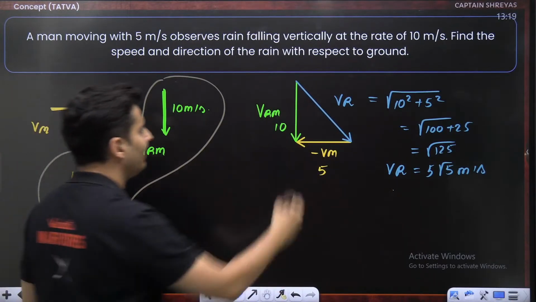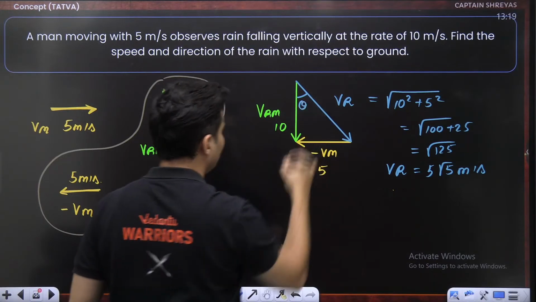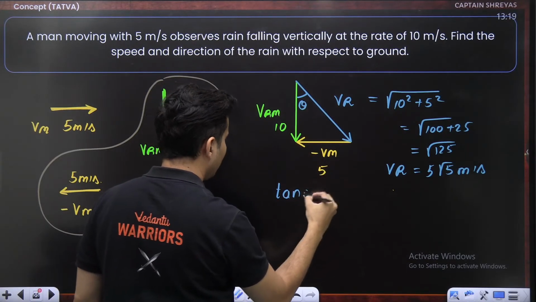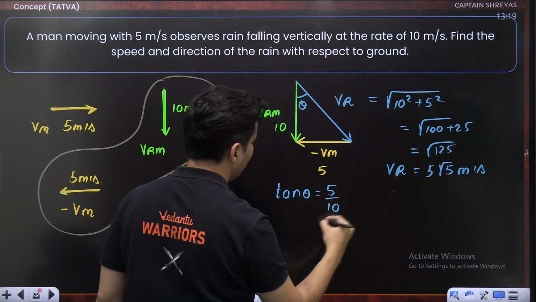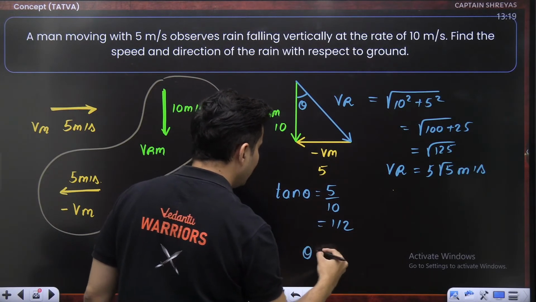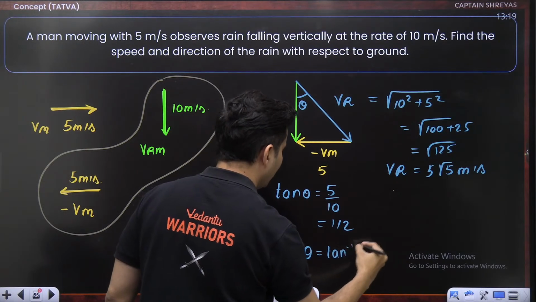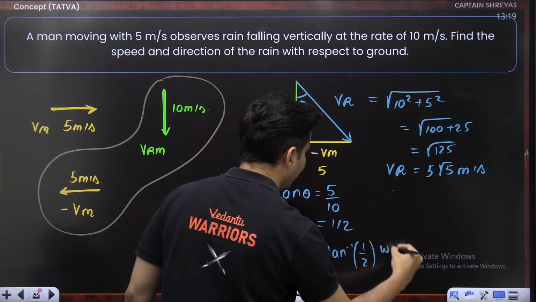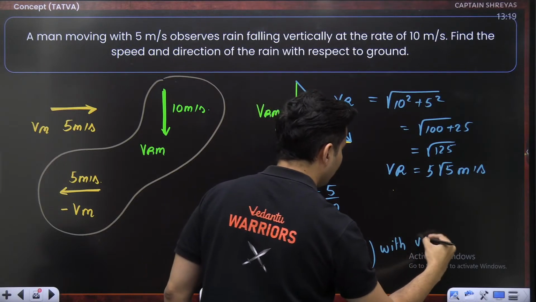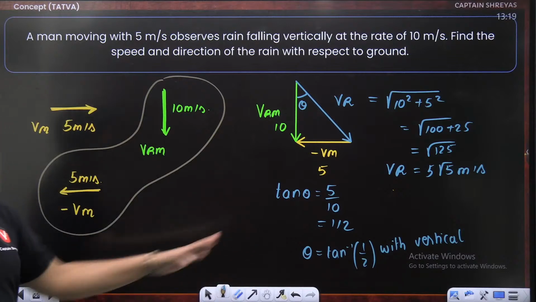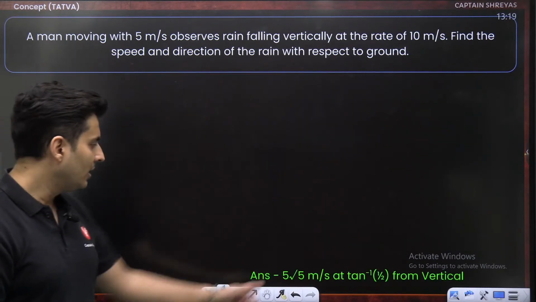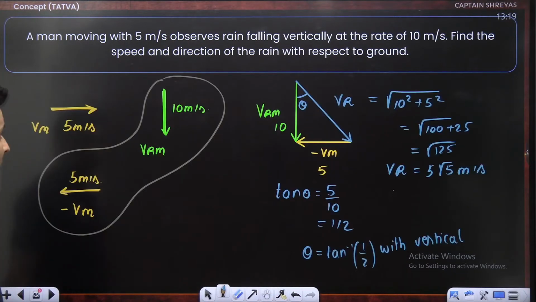What about the angle which it makes? Theta. So I can use tan theta. Tan theta is opposite by adjacent, which is 5 by 10, which is 1 by 2. So theta is tan inverse 1 by 2 with the vertical direction. You can't find it beyond this. Just leave it like that. Options also will be in that format. Yeah, 5 root 5 and tan inverse 1 by 2.